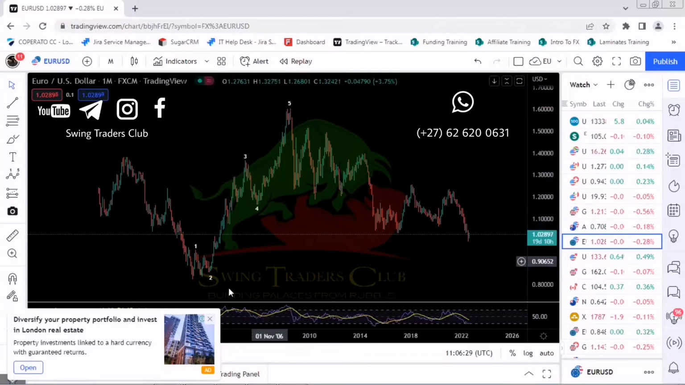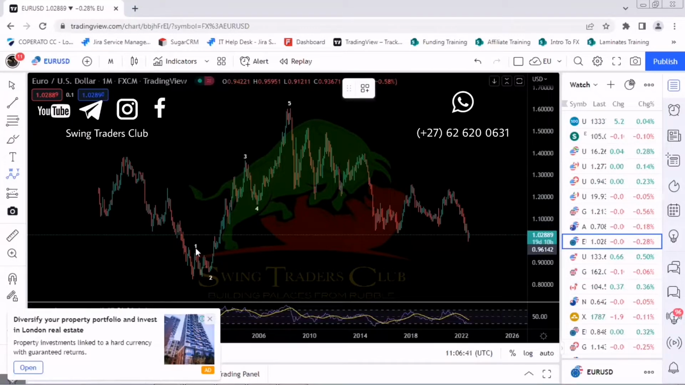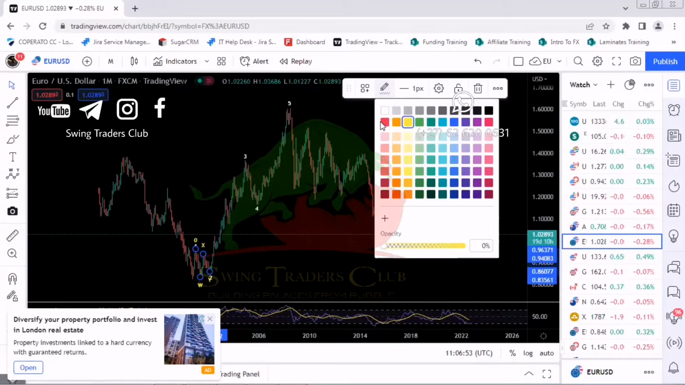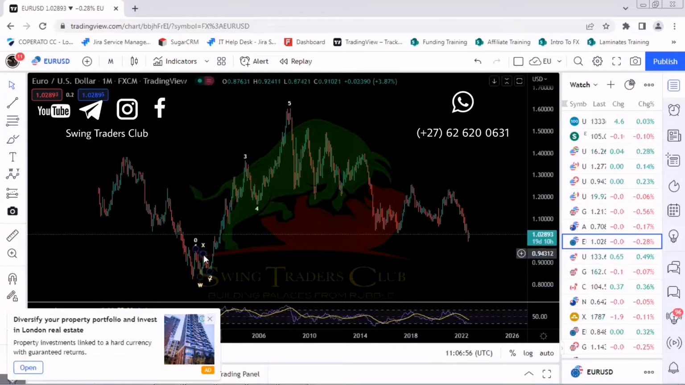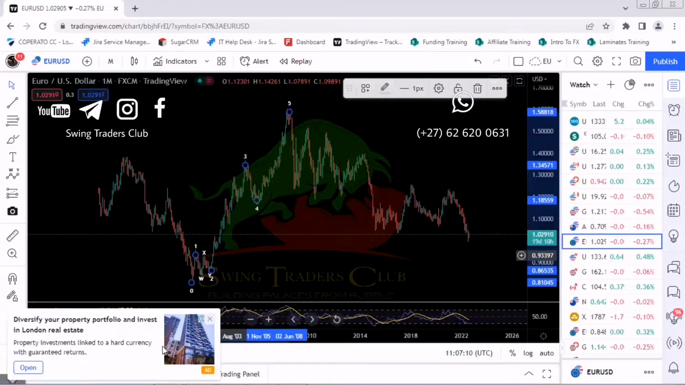So in this also, what I see here, I can see there's an ABC or a WXY. It depends which one I use. Okay, let's use the W. So for this 1, 2, 3, 4 movement, let me use the same color here. So this is W, X, and then Y to confirm my wave 2. So this is what is happening.